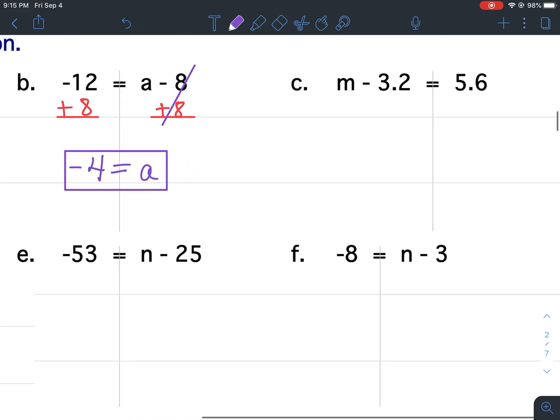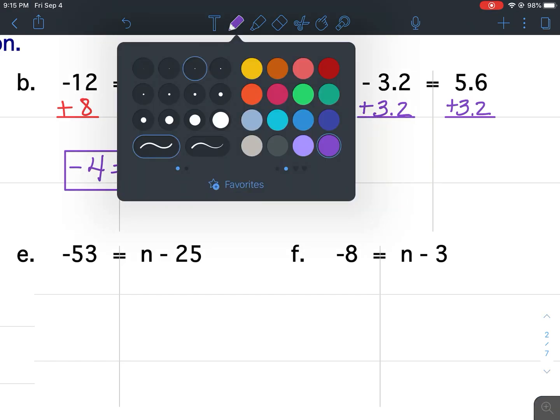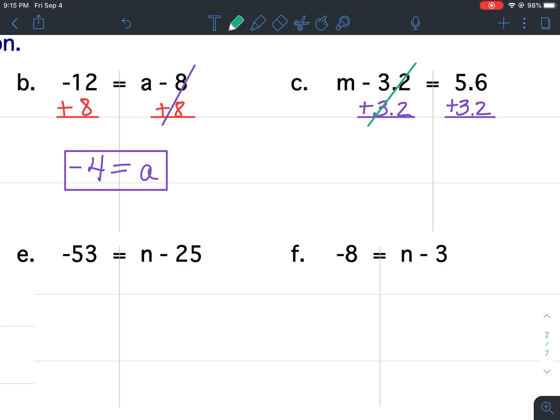For c, to isolate the m, I need to get rid of the negative 3.2. The opposite of minus 3.2 would be to add 3.2. Or the opposite of negative would be positive. Same thing. So I add 3.2 to both sides of the equation. Cancel the 3.2's. Bring down my variable. My equal signs lined up. 5.6 plus 3.2 is 8.8. So the solution is 8.8. M equals 8.8.